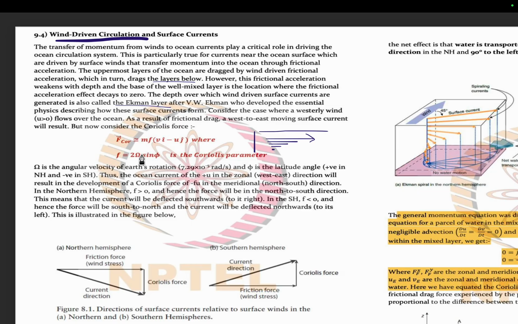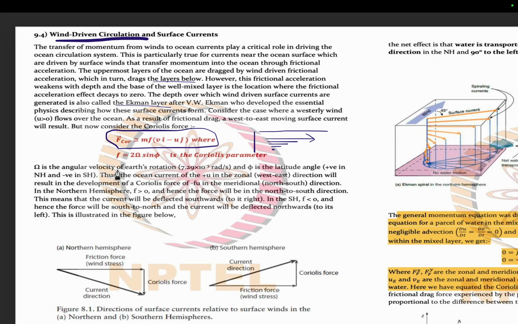You know the Coriolis force formula now. The Coriolis force is m f times (v i cap minus u j cap). f is the Coriolis factor, which has the latitude dependence. The velocity of the wind is u i cap plus v j cap, and the Coriolis force on that is f times (v i cap minus u j cap). The u and v interchange here, you can remember.